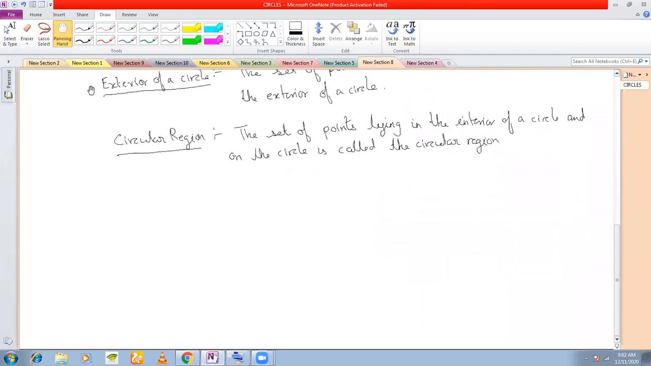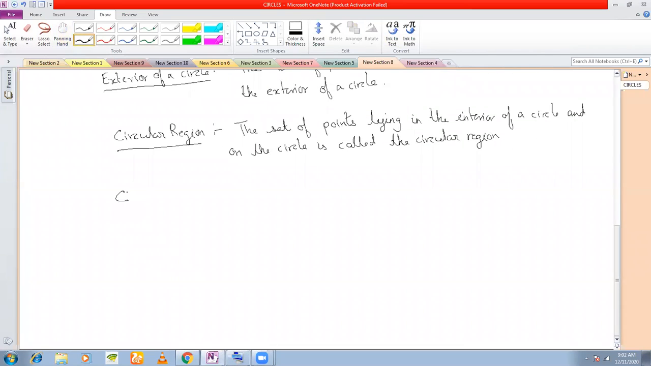Next important definition: chord of a circle. Now, what do you mean by chord of a circle? A line joining any two points on a circle is called the chord of a circle. A line segment joining any two points on a circle.